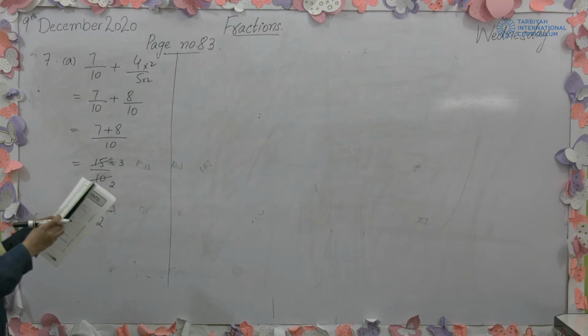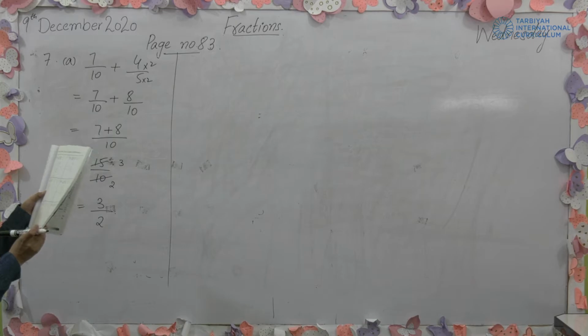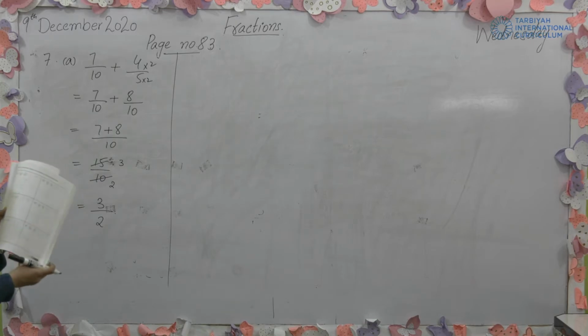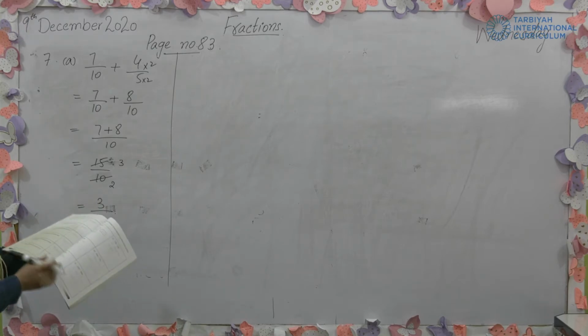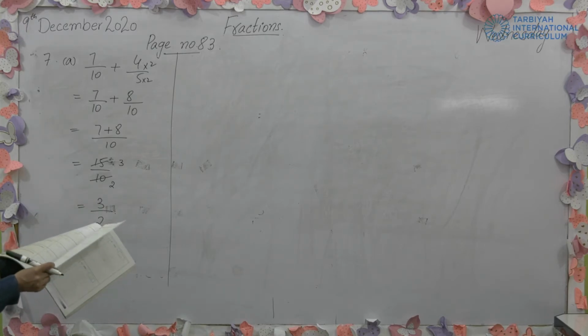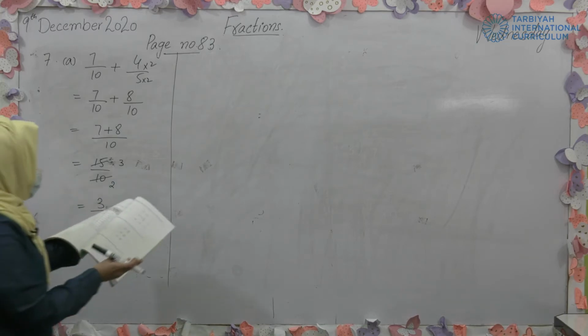B part, this page, now B, C, D, E, F, you will do by yourself because these are the same questions. We have already done it. Page number 84 is also done. Page number 85 is also done. Page number 86, 87 done. 88 is also done. Moving on to page number 89.